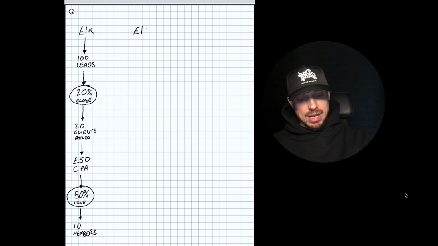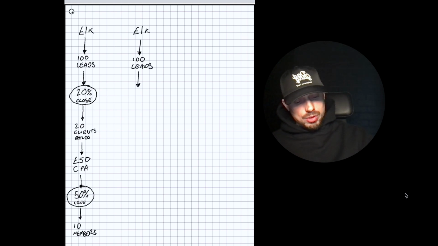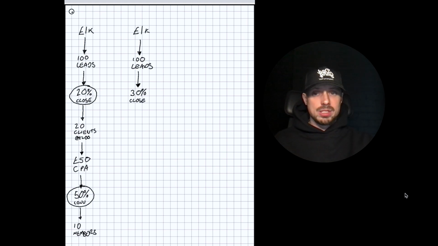Okay, so if we keep the ad spend around £1,000, for argument's sake, let's say that it still generates 100 leads, so that stays consistent. But then we managed to improve the close rate from 20% to 30%. So instead of closing 20% of the leads, you're closing 30% of the leads. And that's not just a 10% increase, that's like a 50% increase. You're adding 50% to the amount of people that you close.